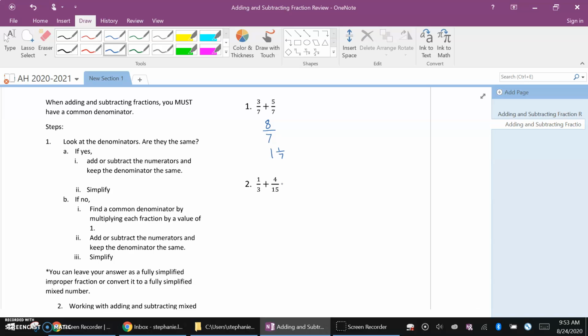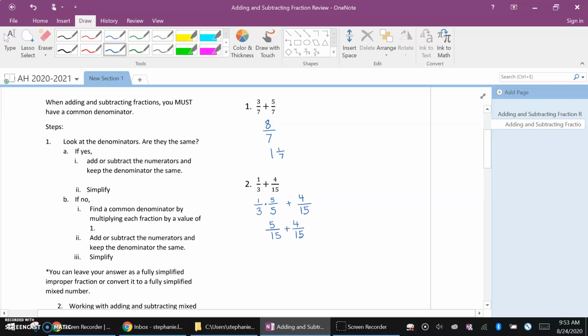So since we know that 3 goes into 15 5 times, we are going to multiply 1/3 by 5 over 5. And the nice thing about 4/15 is it already has the denominator that we want, so we don't have any work to do there. 5 times 1 gives us 5. 3 times 5 gives us 15. And so now we have the statement 5/15 plus 4/15.